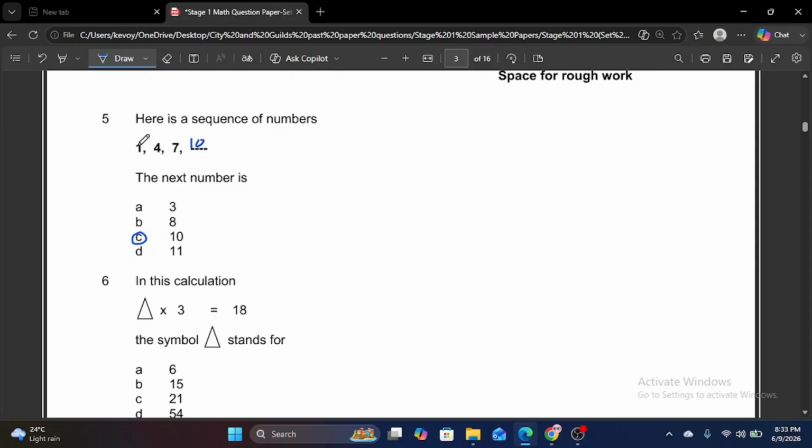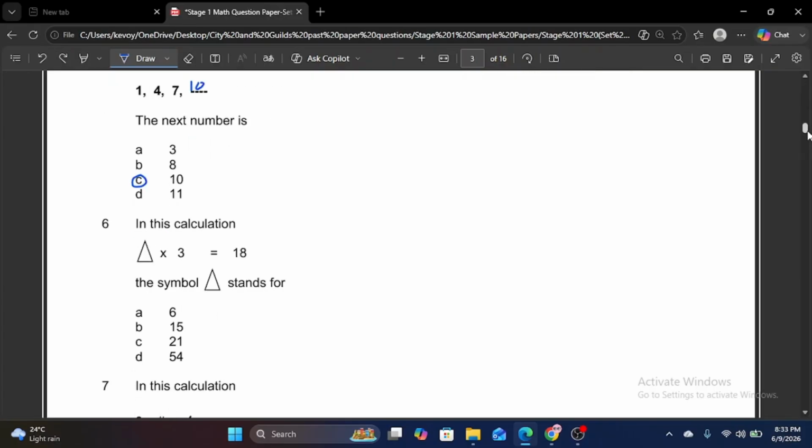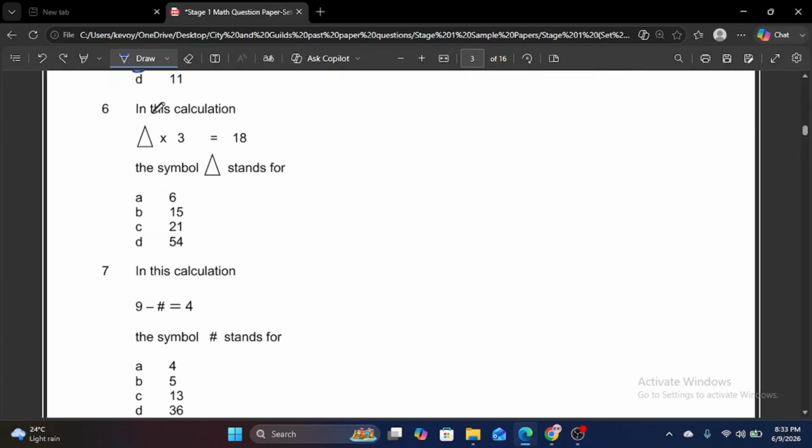If you look at the pattern, you're just increasing by 3 to get the next number. So if you start at 1 and you count to 3, that's 2, 3, 4. You will get your 4. So once you count to 3, you'll get your next number. From 4 to 7, that's 5, 6, 7, right? Count to 3. From 7 to 10, that's 8, 9, 10. So pretty straightforward.